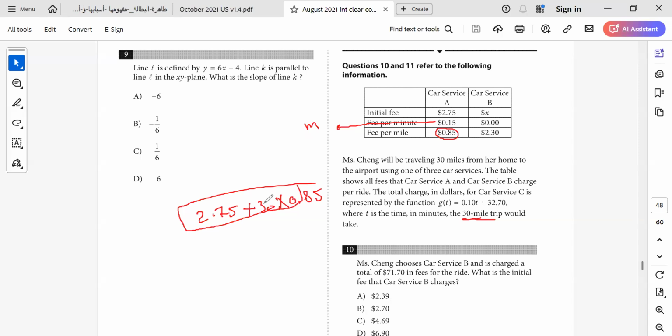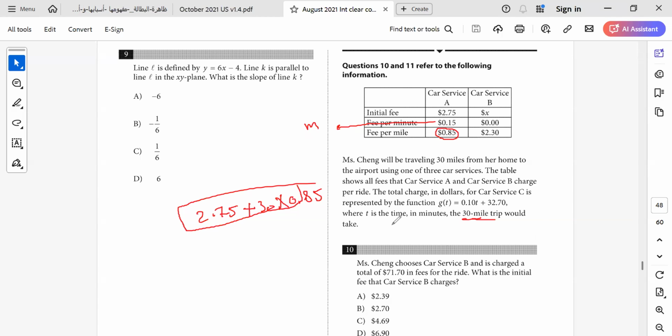Take 1 minute, read the story again. Read the entire story again, to understand what I will say. She will travel 30 miles from her home to the airport using one of the three car services. The table shows all the fees the car services A and B charge per ride.